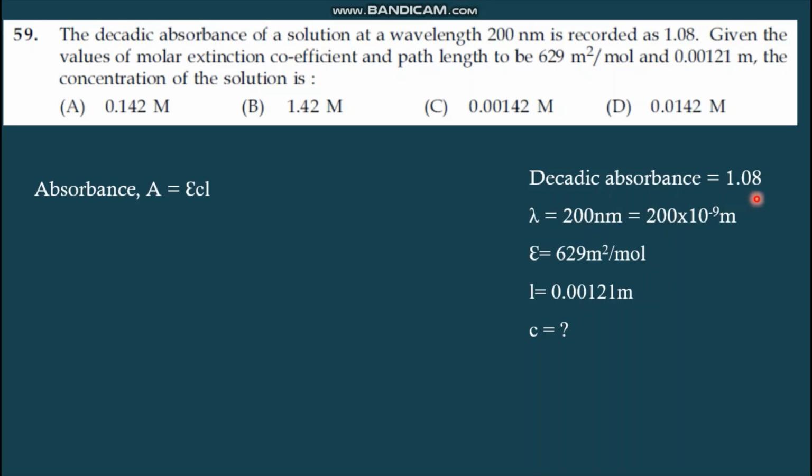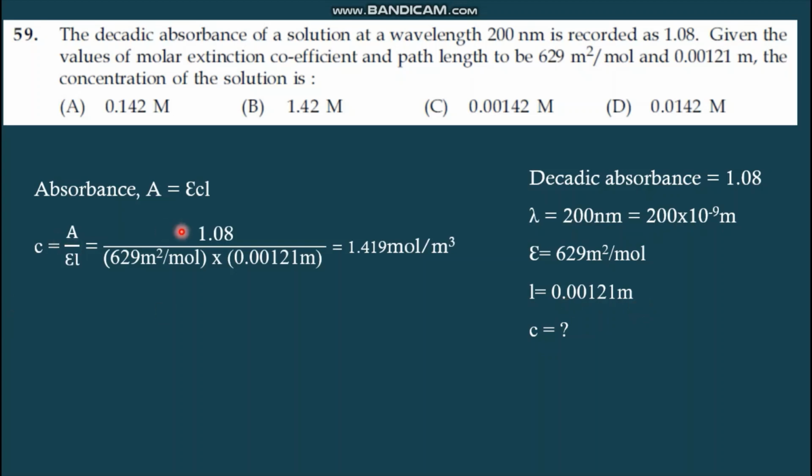Here absorbance is 1.08, wavelength is 200 nanometer. Here it's given in meter, so we have to convert it: 200 into 10 raised to minus 9 meter. Epsilon is 629 meter square per mole, and length is 0.00121 meter. Just substitute all the values, you will get C as A by epsilon L. On solving this you will get an answer 1.412 mole per meter cube.